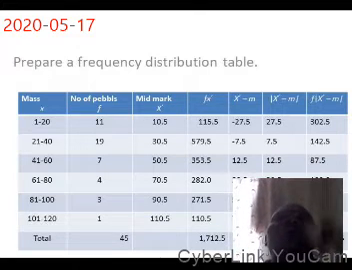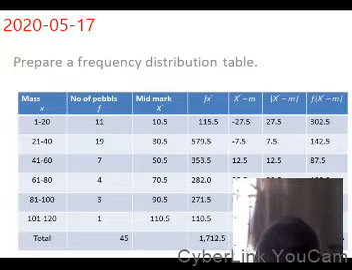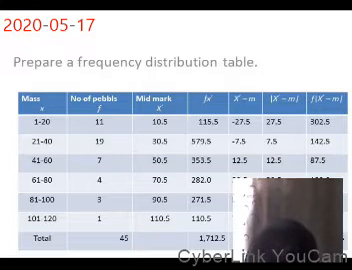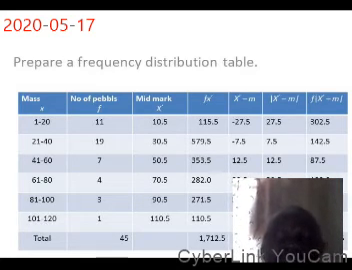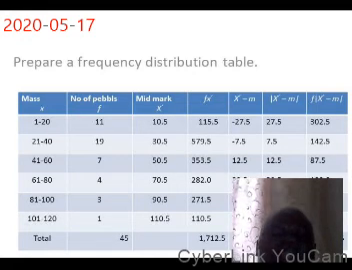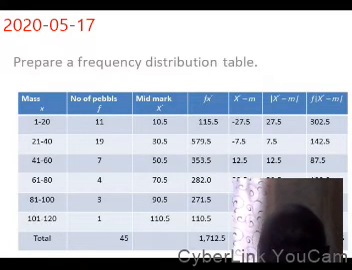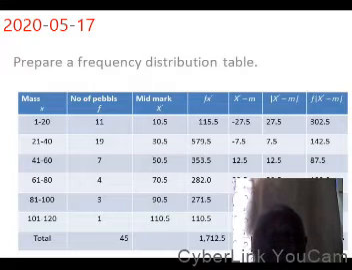Now, for us to have a score or a mark that we'll be working with, we have what we call the mid mark. That is X prime. The mid mark is gotten by the addition of the lower and upper class limits, which is 1 and 20. 1 plus 20 will give you 21. 21 divided by 2 will give you 10.5.